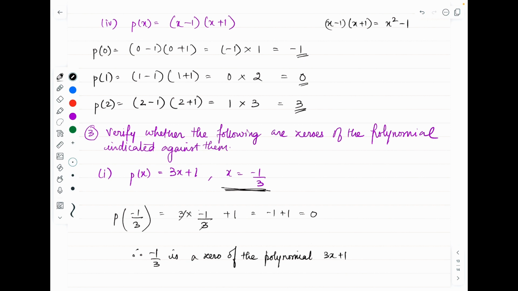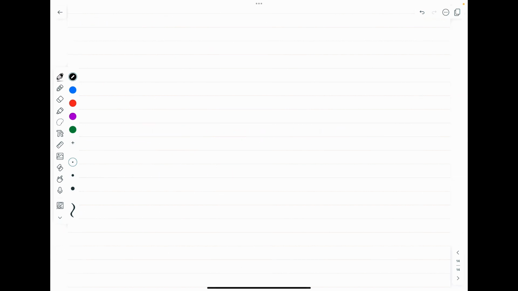3x plus 1. Since if we put the value minus 1 by 3 instead of x, we are getting the value of the polynomial as 0. It is a 0 of the polynomial. Every question will be solved like this from now on, for verification. The second part is given: p of x equals 5x minus pi, and x is given as 4 by 5. We have to check whether 4 by 5 is a 0 of the polynomial or not.